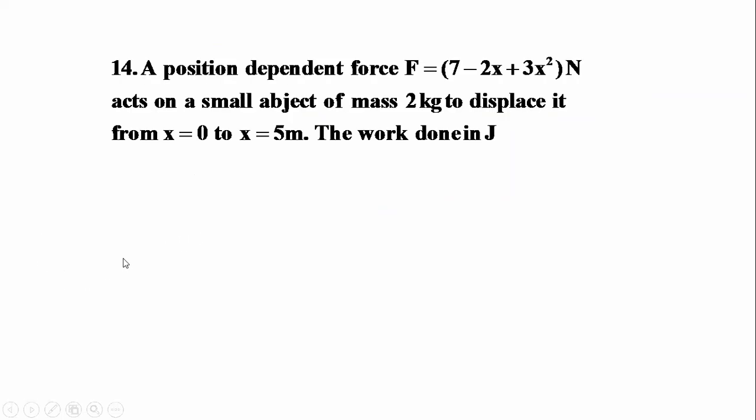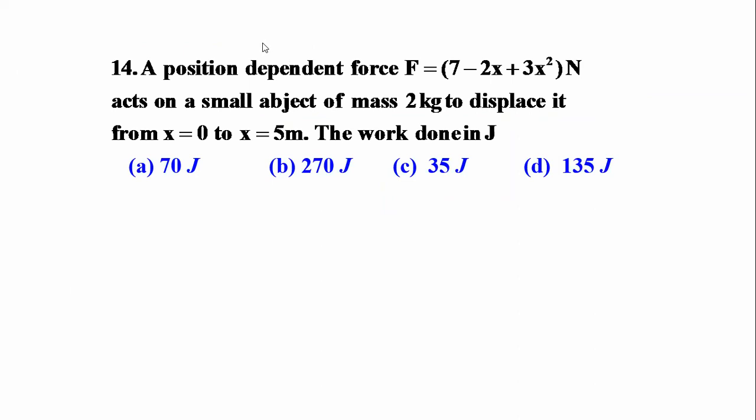Next problem. So this is work done. Force is taken as F. A position dependent force F is equal to 7 minus 2x plus 3x square newtons acts on a small object of mass 2 kg to displace it from x is equal to 0 to x is equal to 5. Then the work done is to be calculated.